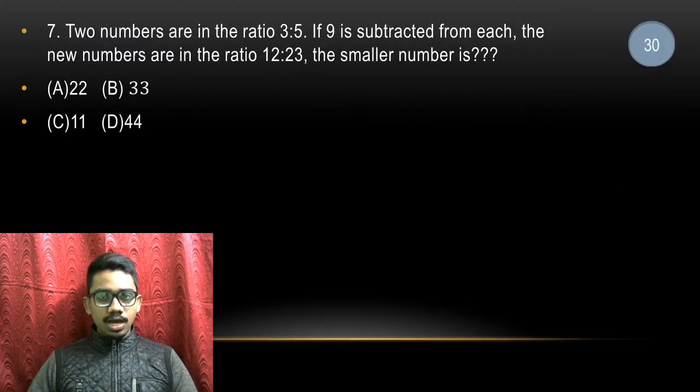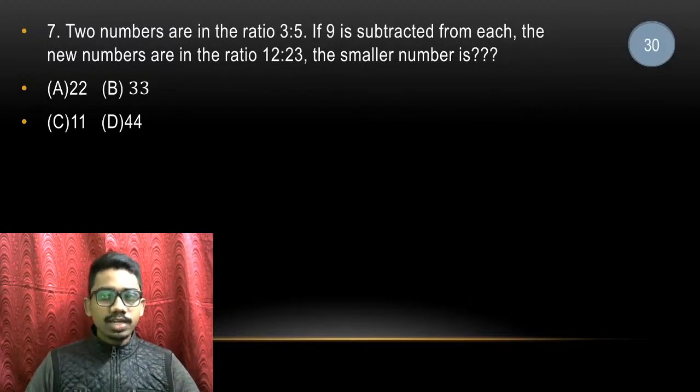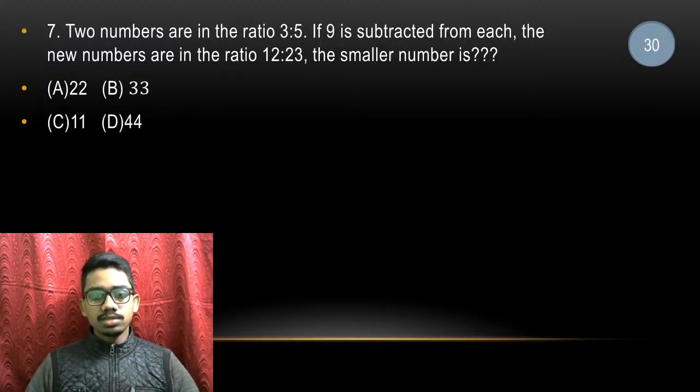So two numbers are in ratio of 3 ratio 5. If 9 is subtracted from each number, the new numbers are in the ratio of 12 ratio 23. The smaller number is what? Your time starts now. Be very quick.